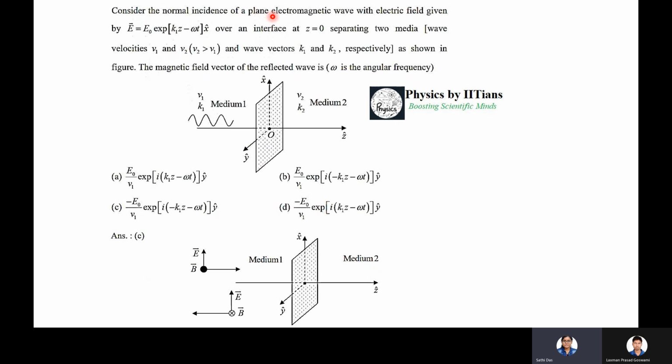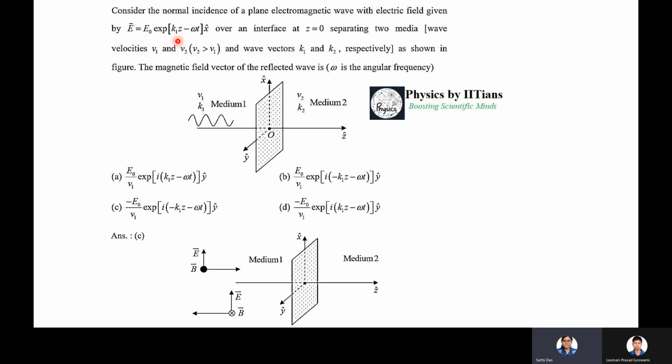Consider the normal incidence of a plane electromagnetic wave with electric field given by E equals E naught exponential of (k1 z minus omega t) in the x cap direction, over an interface at z equals 0. This separates two media, one with wave velocity v1 and another with wave velocity v2, where v2 is greater than v1, and the two wave vectors are k1 and k2 respectively, as shown in the figure. The magnetic vector of the reflected wave is how much?